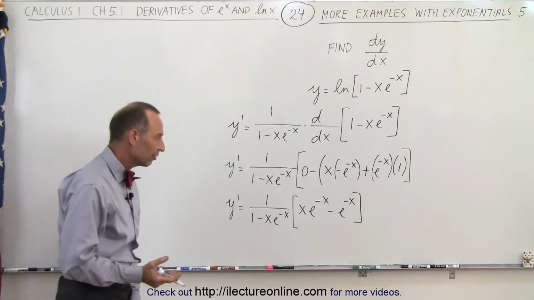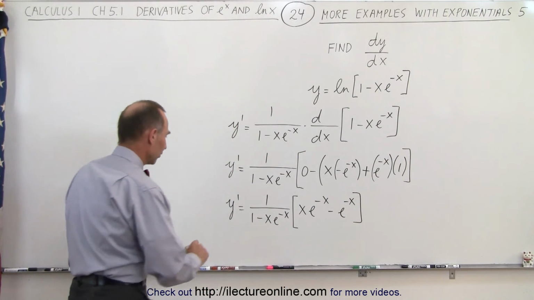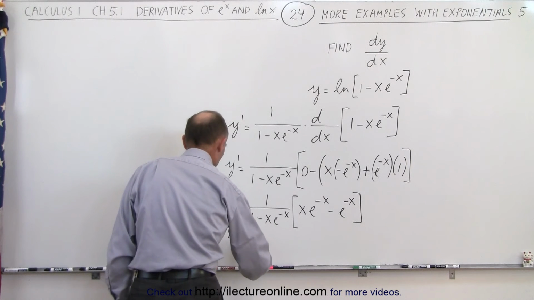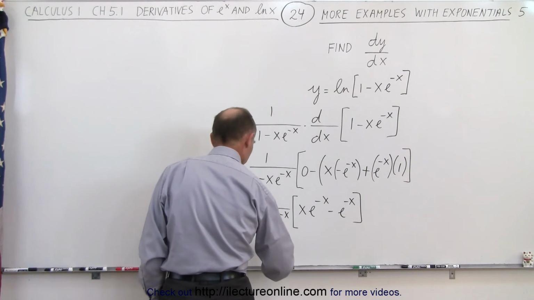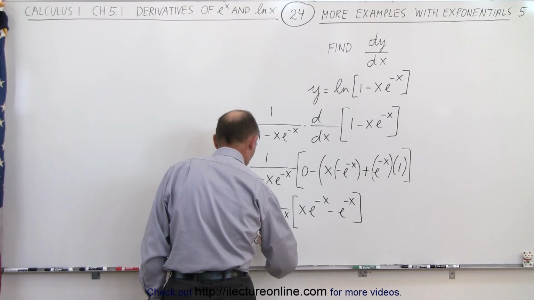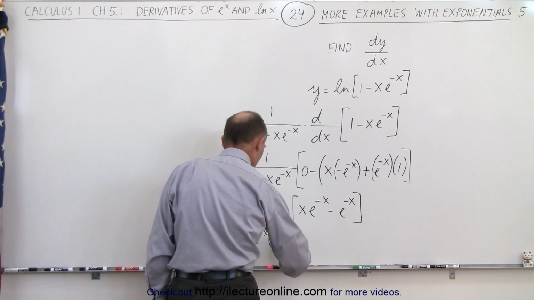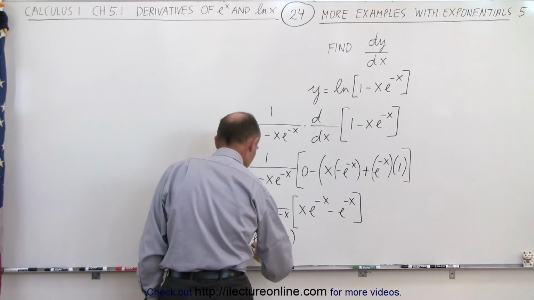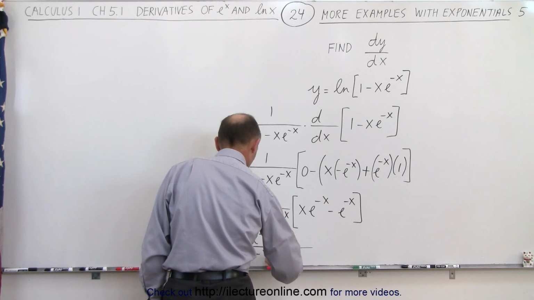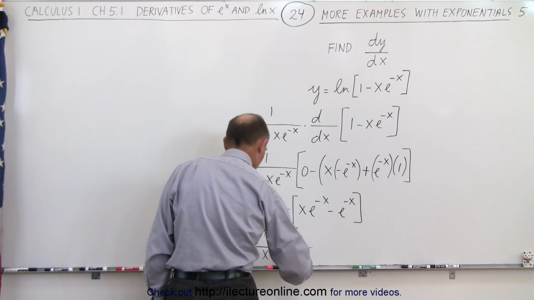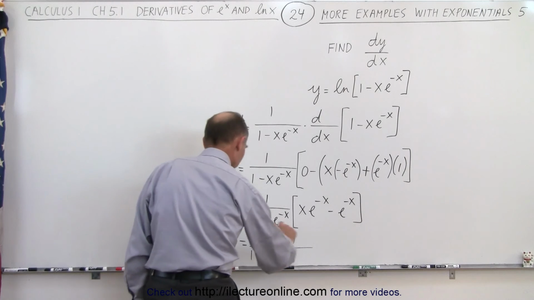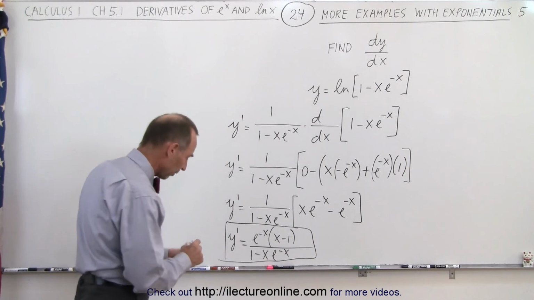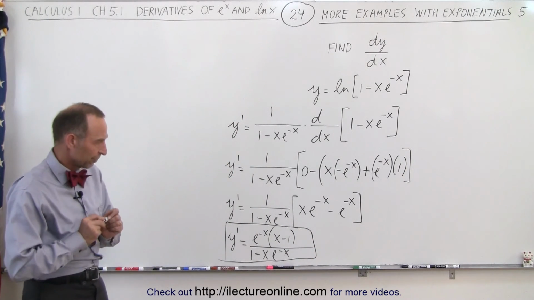What we could do is factor out an e to the minus x. So that would then be written as y prime is equal to, let's see here, that would be e to the minus x times x minus 1 for the numerator divided by 1 minus x e to the minus x as a denominator. And so that would then be the derivative of our original function.